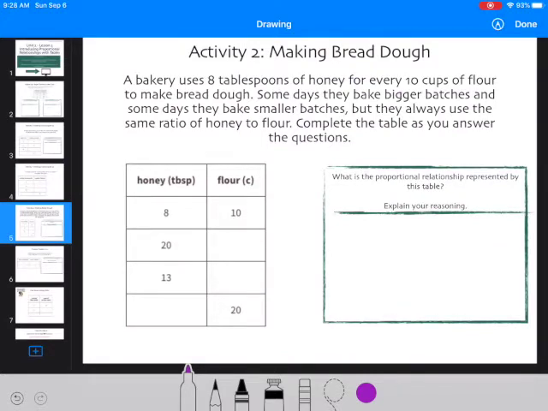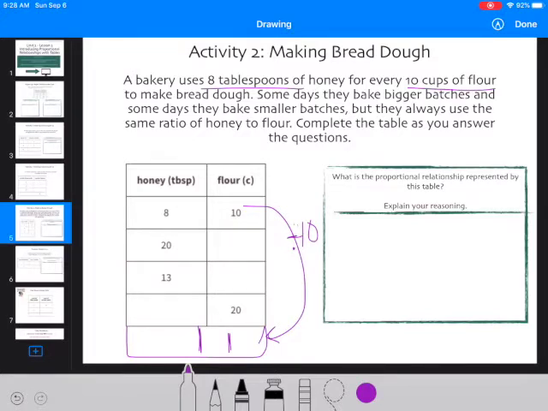A bakery uses 8 tablespoons of honey for every 10 cups of flour to make bread dough. Some days they bake bigger batches, and some days they bake smaller batches, but they always use the same ratio of honey to flour. Complete the table as you answer the questions. So they're using the same ratio. So I'm going to add another row to my table, and I want to figure out how much it is for 1. So I want to get to 1 cup of flour. So I'm going to divide by 10.